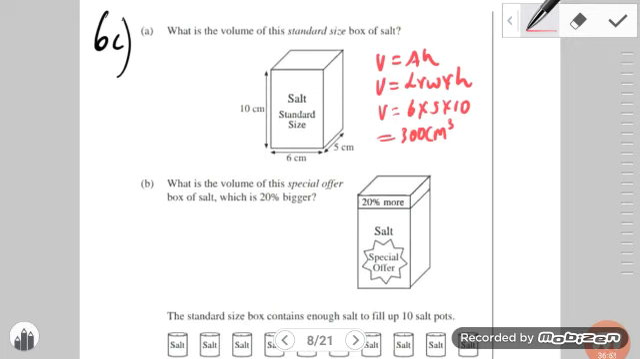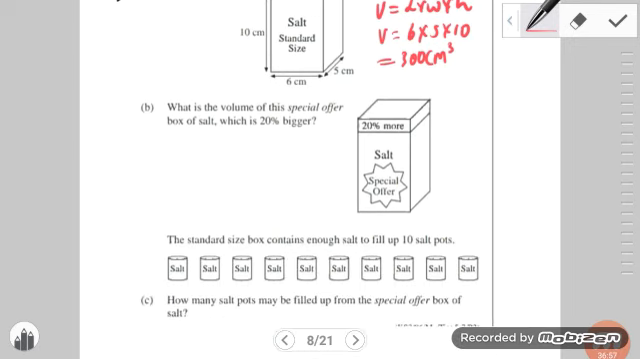What is the volume of this special offer box of salt, which is 20% bigger? So it's 20% more. So this is just mixing percentages with volume. This is going to be 20% over 100 multiplied by the previous volume it has, because it's 20% more. So it's 20% over 100 times 300. These two zeros cancel these two zeros here. So we're looking at 20 times 3, which is going to be equal to 60 cubic centimeters.